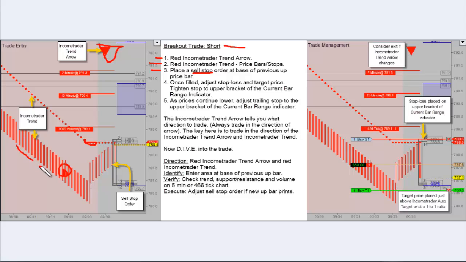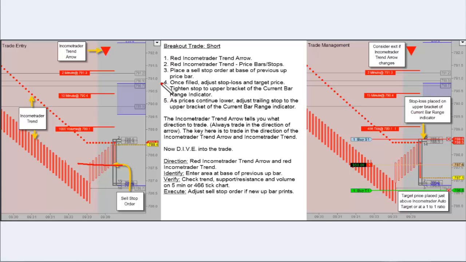Here we have the market in a nice downward trend at the moment, and then it's starting to retrace somewhat. As it's retracing, my market is still short. I still have a red down arrow. I still have red price bars. So I'm looking for the market to rejoin that downward trend in the form of a breakout. So what I'm going to do then is place a sell stop order at the base of the bar that's already closed. This is the one that's closed. These are all closed. This one is still forming. It's still fluctuating back and forth. So I'll put a sell stop order here.